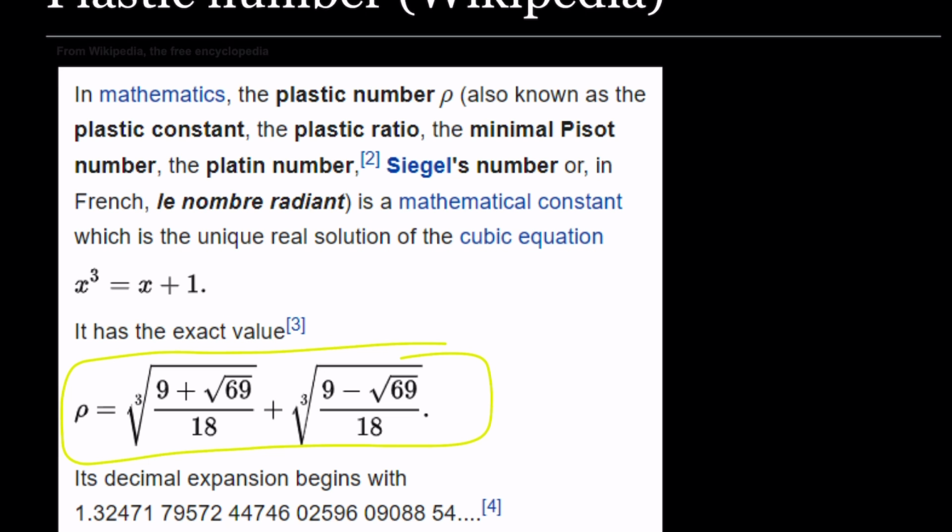So let's go ahead and take a look at how we can find this plastic ratio. By the way, Numberphile also made a video on the plastic ratio. You can go ahead and take a look at that video as well, because it gives you a lot of details about this special number.